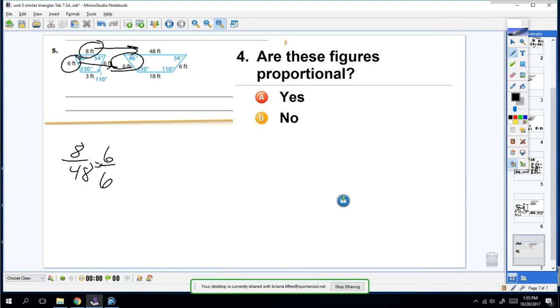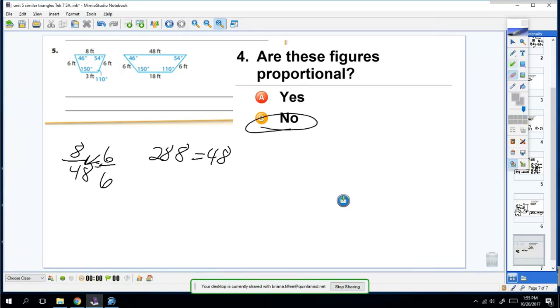So let's cross multiply. Well, 8 times 6 is 48. And 6 times 48 is going to be much bigger than 48. Let's just do it. It comes out to 288. So do these equal each other? No. I could also have just looked at the figure. I can see that the 8 increased to 48 and the 3 increased to 15, while the 6s stay the same. That can't happen. So they all have to be increased by the same number.